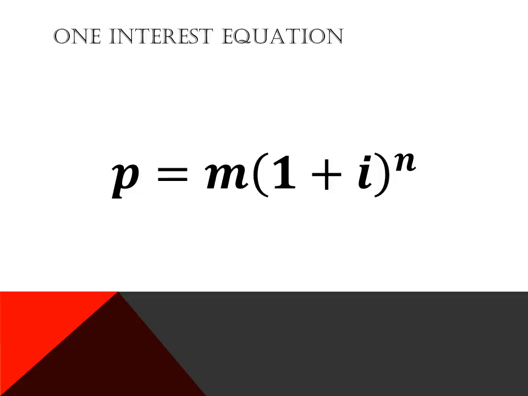Now one can find the amount of money in their account after 50 years with only this equation. As a reminder, P is the final amount in the account. M is the money initially deposited into the account. I is the rate of interest. N is the number of times interest has been compounded.